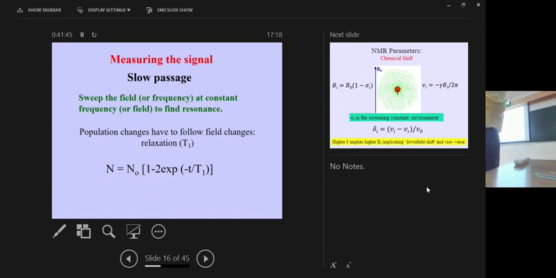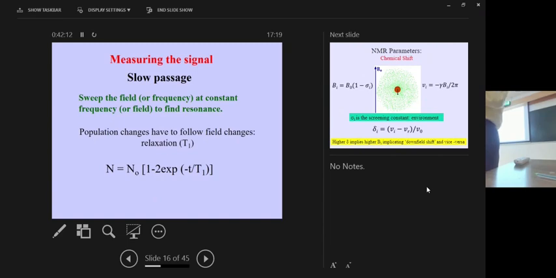Because you remember, when I change the field, the energy separation changes. Therefore, the populations will have to change. Now, if the system has to be in equilibrium all the time, you have to wait until the populations have reached the new equilibrium value. When you change the field, it has to reach the new equilibrium value. So you can't be doing it too fast.